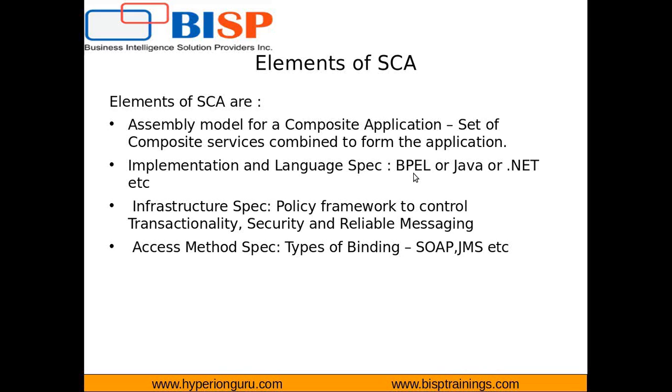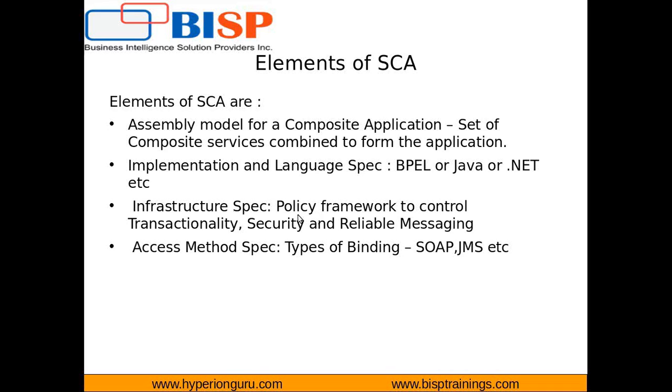Infrastructure specification. You should have a standard policy framework to control transactionality, security, and reliable messaging. We'll be talking more about this later, but from a theory perspective of SCA, the understanding is that any service which is SOA based, which we have implemented with SOA principles and the SCA specification, should have these four categories satisfied, and one of them is the infrastructure category, wherein what it defines is that your services should be following a policy framework.